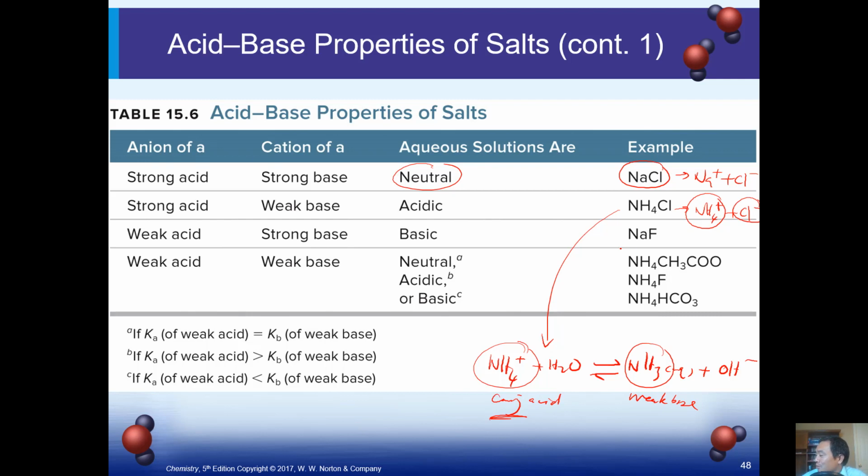Okay, so we already analyzed the NaF, and for the other examples, I want you to read on your own because it's weak versus weak. It will depend on the Ka compared with Kb. Okay, we're going to skip that one because it's more complicated than you need to know.